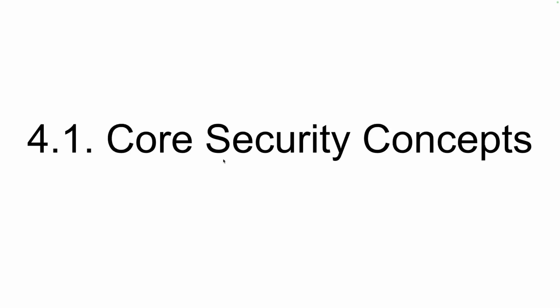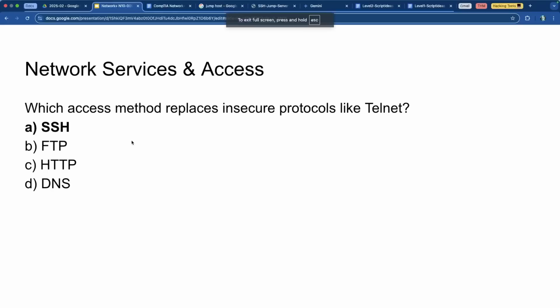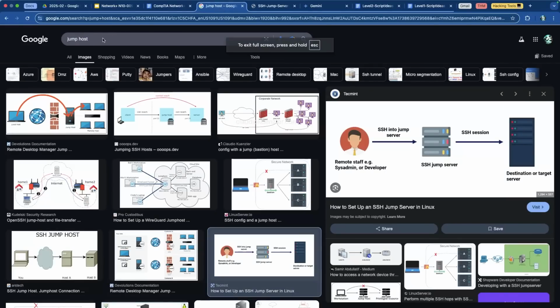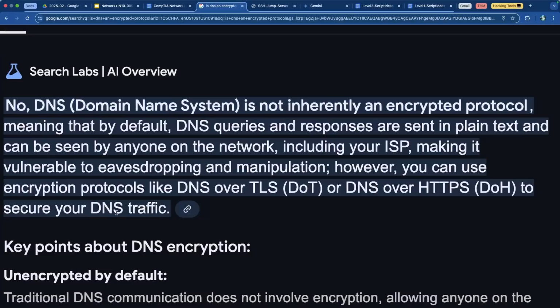4.1 Core Security Concepts. So let's just real quick ask Google if DNS is an encrypted protocol. That might be interesting. Right, so see, DNS is not encrypted. DNS, the domain name system, is not inherently an encrypted protocol, meaning that by default, DNS queries and responses are sent in plain text and can be seen by anyone in the network, including your internet service provider, making it vulnerable to eavesdropping and manipulation. However, you can use encryption protocols like DNS over TLS, which is DoT, or DNS over HTTPS, which is DoH, to secure your DNS traffic.